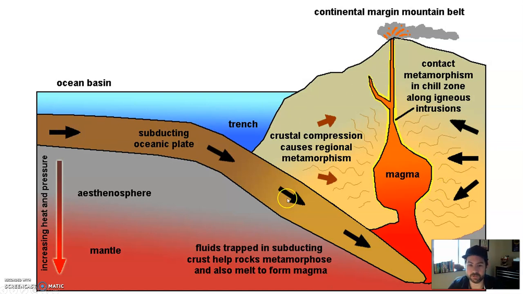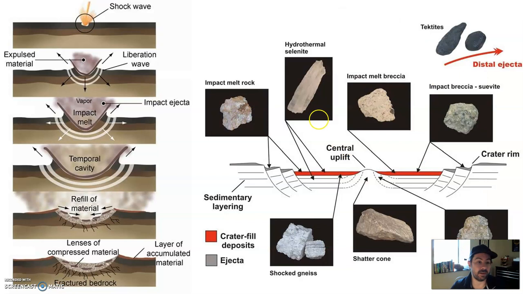You also get convergent boundaries and crustal compression. Well, that was a hard one to say. Crustal compression causes large-scale regional metamorphism, rocks undergoing a lot of heat and pressure over a big area, so you get regional metamorphism. Again, if you bury material under layers and layers of other material, that can increase heat and pressure and metamorphose it. And then impacts.